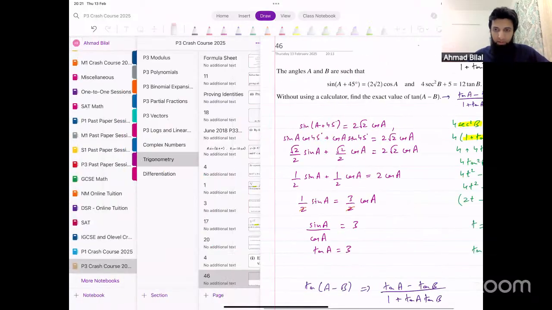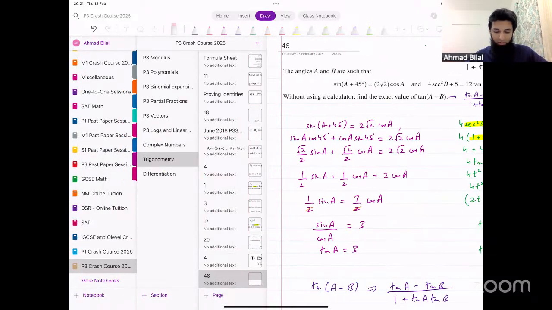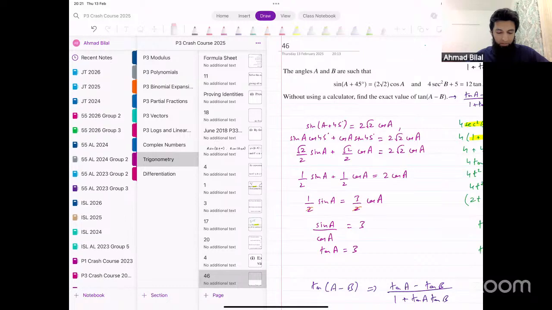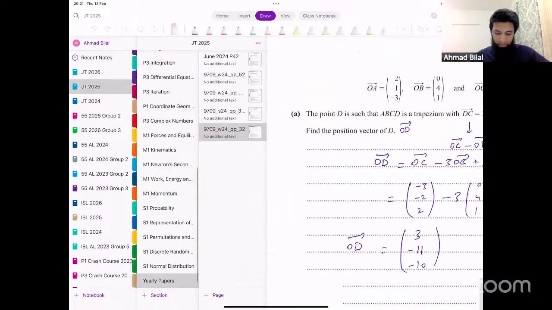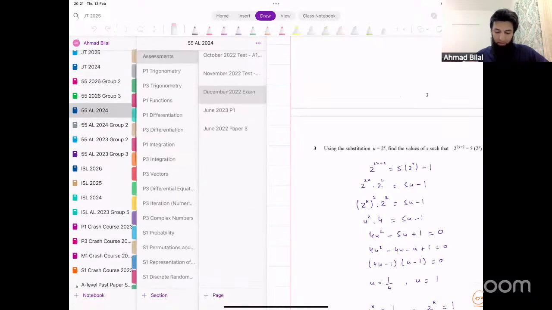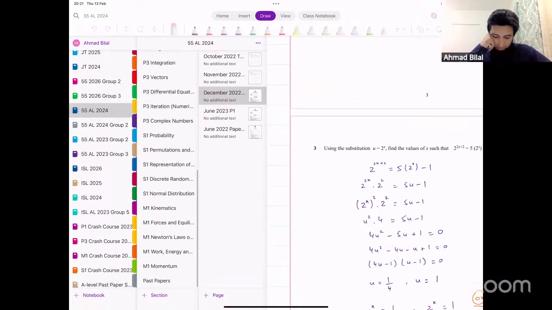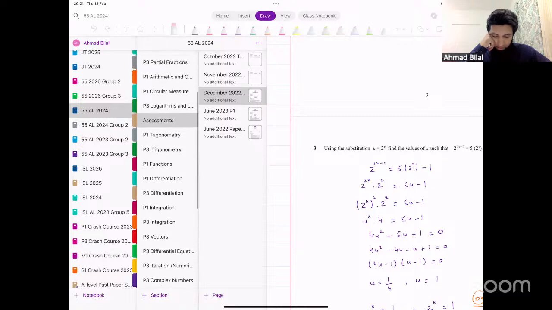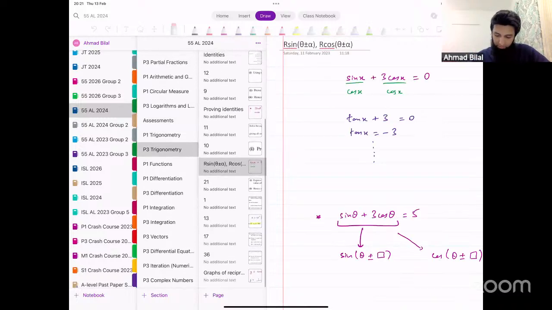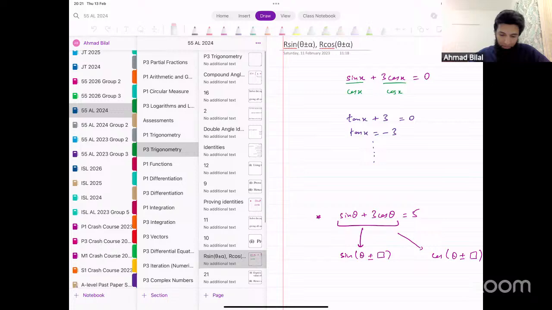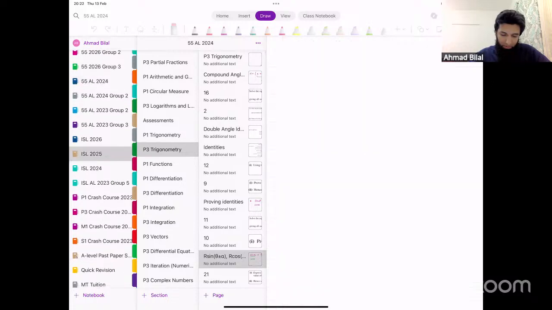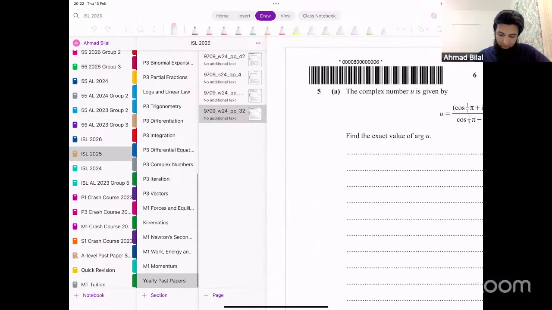Okay, now let's go back. Not backwards. Let me find another question that we can do. And then we end for today. So I'll look for one from some recent paper, which somebody might have asked me earlier. P3 trigonometry.